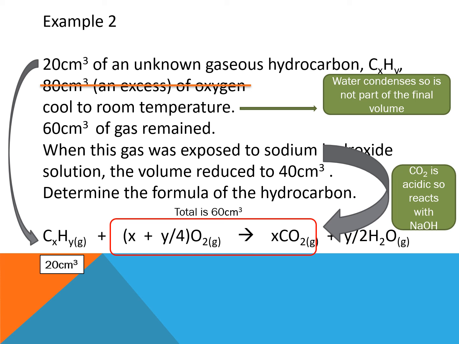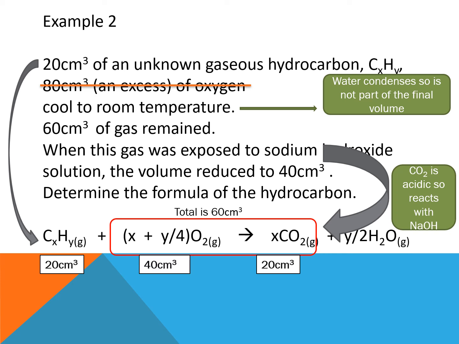When this gas was exposed to sodium hydroxide solution, the volume reduced to 40 centimetres cubed. Carbon dioxide is acidic, so it reacts with the sodium hydroxide. So, from that mixture of 60 centimetres cubed, how much of it was carbon dioxide? Well, if the carbon dioxide reacted with the alkali, then 20 centimetres cubed was.